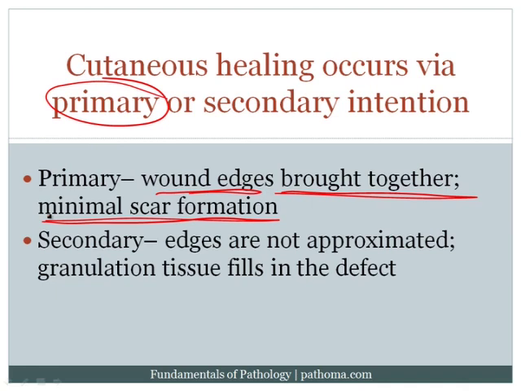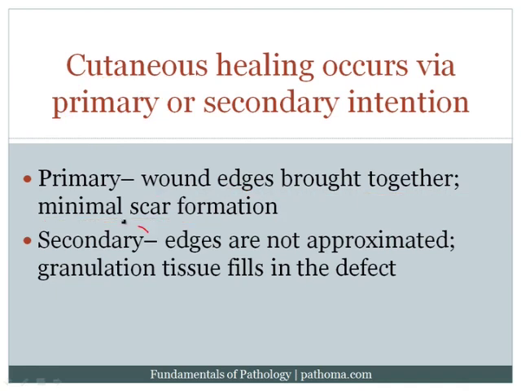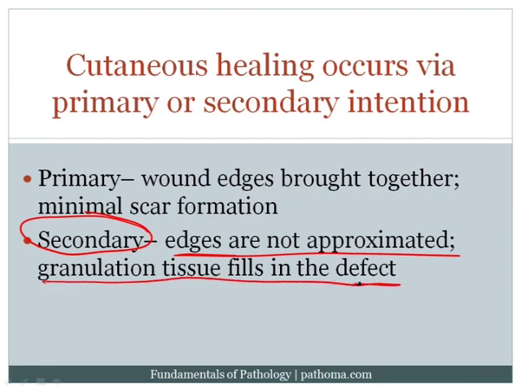Another way by which we can get cutaneous healing is called secondary intention. And what's secondary intention? Basically, we don't let the edges be approximated, so we don't stitch them together. Instead, the tissue remains open, and granulation tissue fills in the defect. Now, when granulation tissue fills in the defect, what's going to happen? You're going to get a big scar, but more importantly, at least for examinations, is that the granulation tissue will cause contraction of that wound slightly.